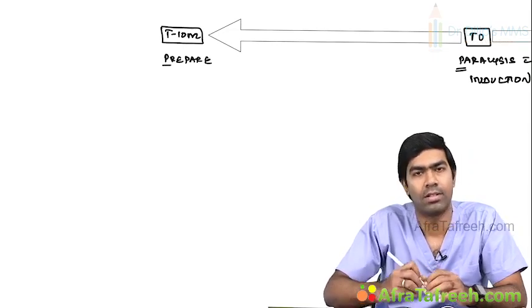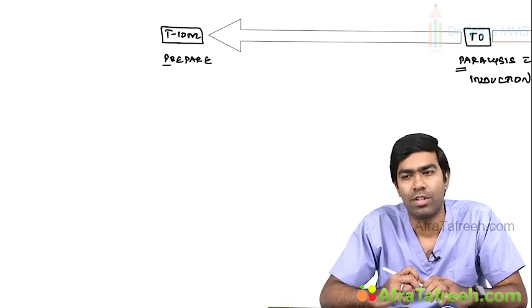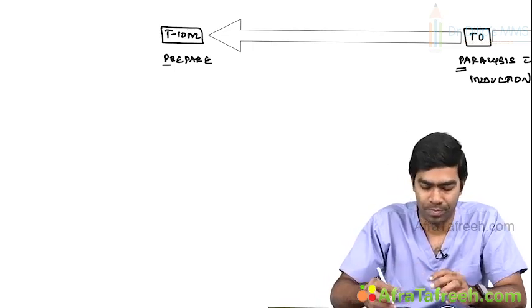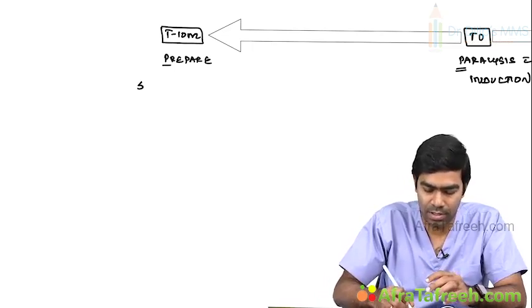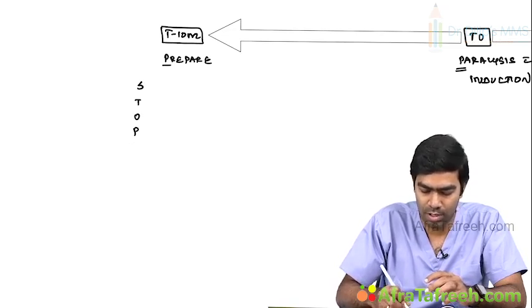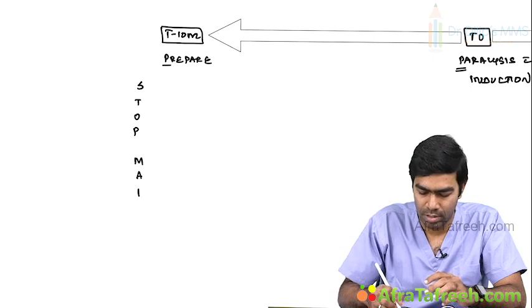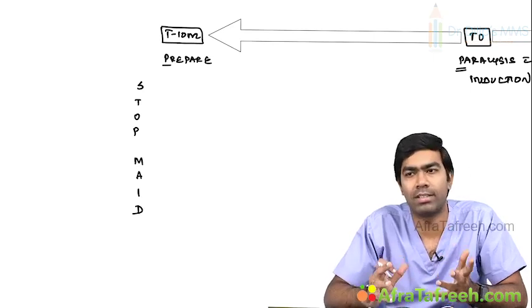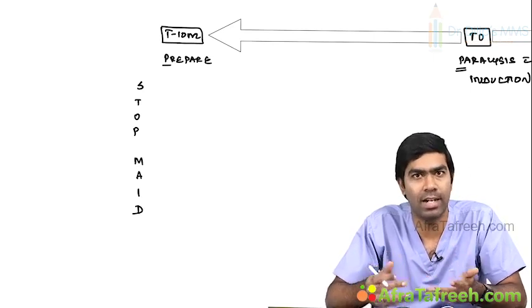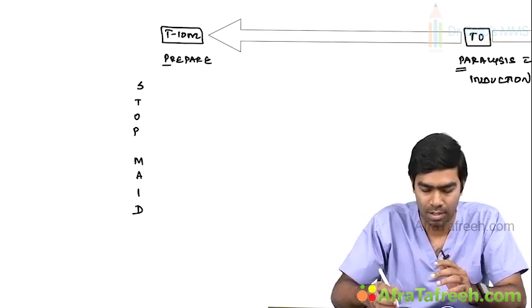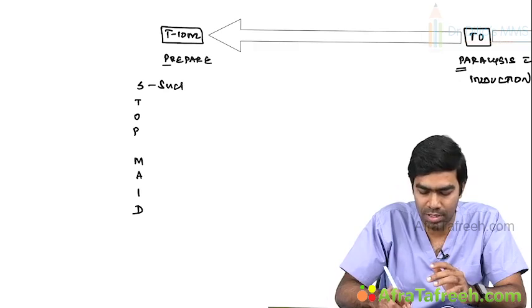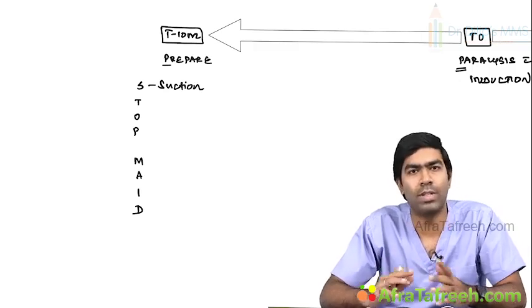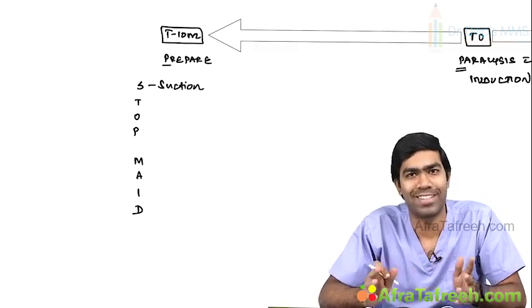First is the preparation, first P. So what are the things you have to prepare yourself for? That can be given by an acronym or a mnemonic called STOPMAID. So this will help you to know what are the things that are needed in the preparation period. First one is the suction. Trust me, this is the usual thing that sucks most of the time, the suction.